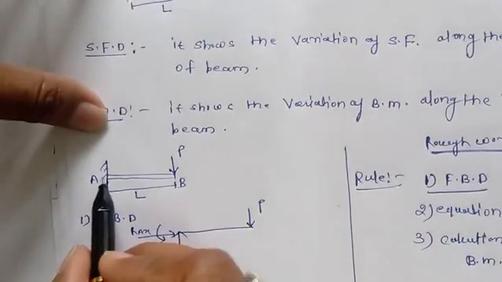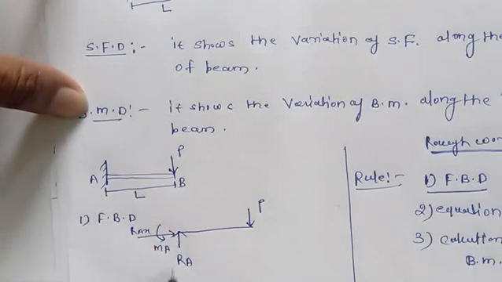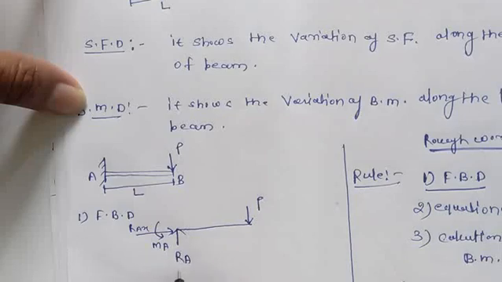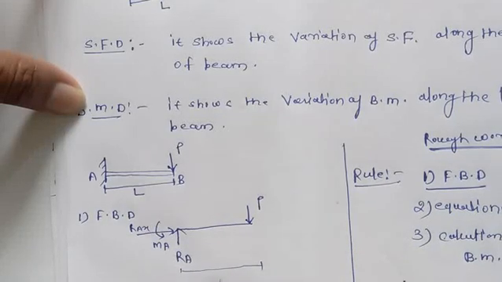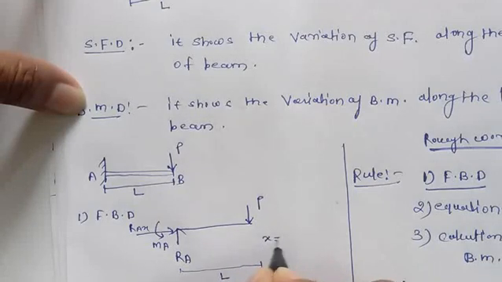Because this is fixed, a moment will be produced, a horizontal reaction will be produced, and a vertical reaction will be produced. This is the length L. The total span is from here to here, this is L. I am starting from the free end, and at the free end I am taking x equal to 0, and this end will be x equal to L.